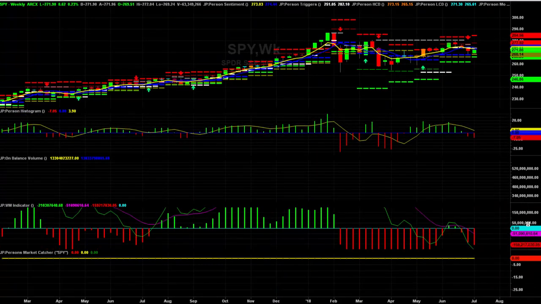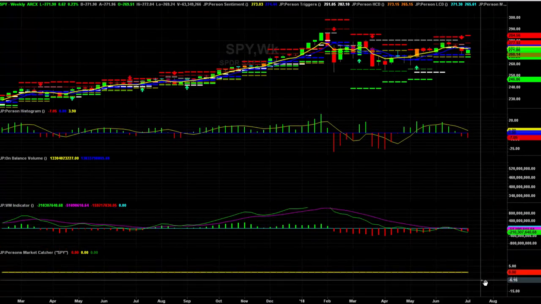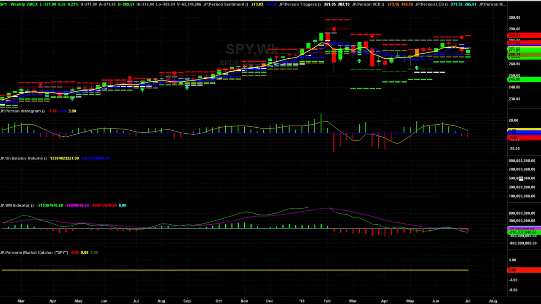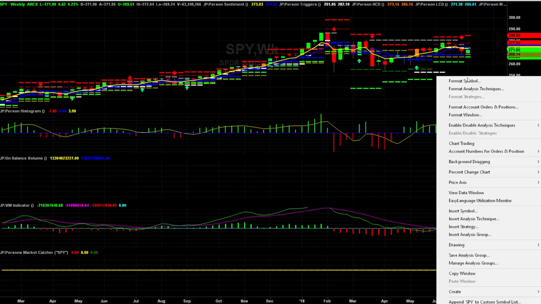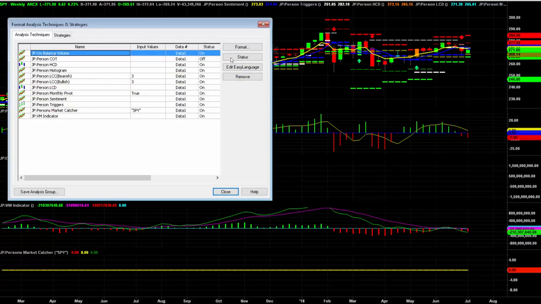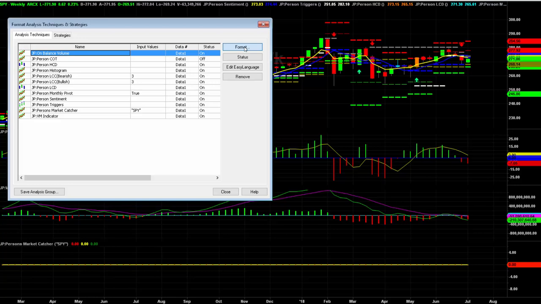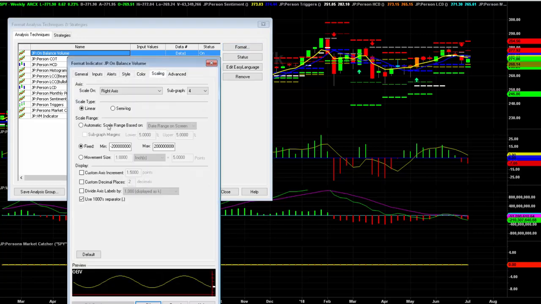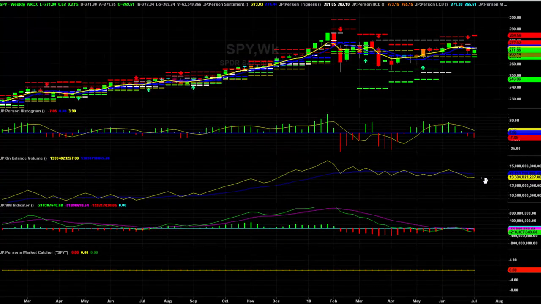So first and foremost, we're going to look at the volume and the momentum indicator, and for that we need to format the analysis technique. Let's get on balance volume, and let's go to status, format. Go to scaling, and let's automatic scale that. Hit OK. Close.